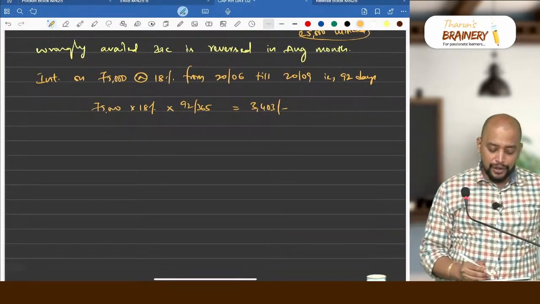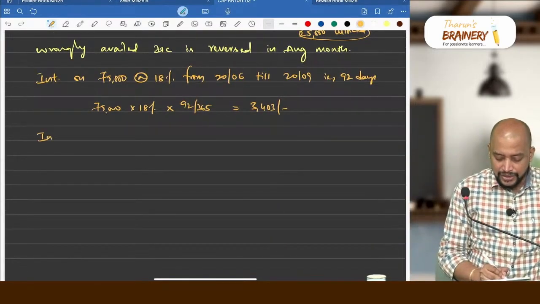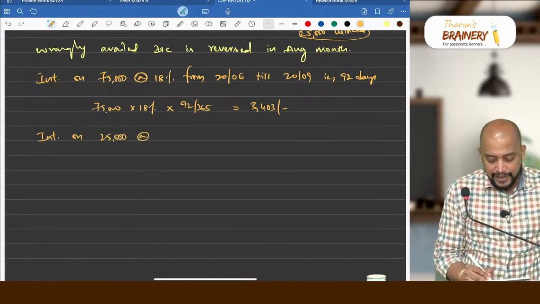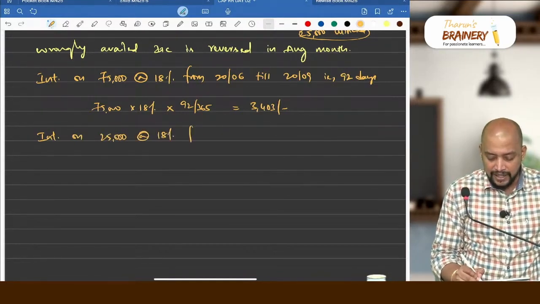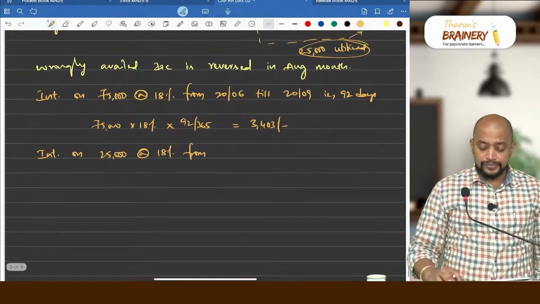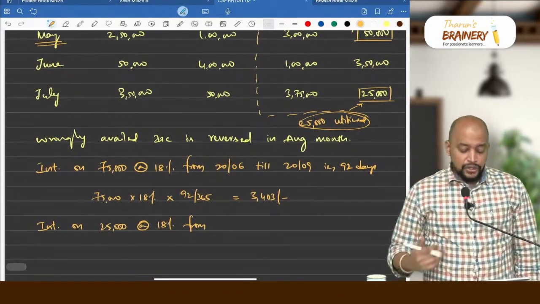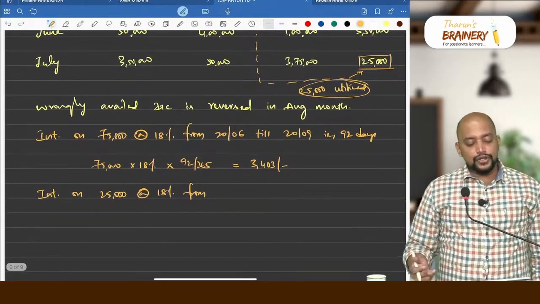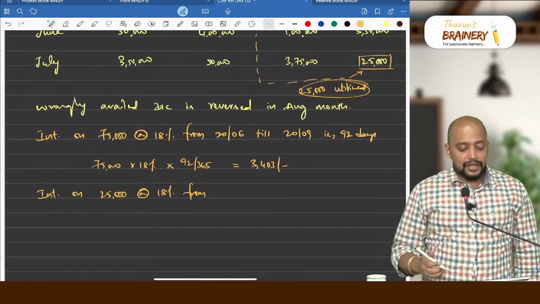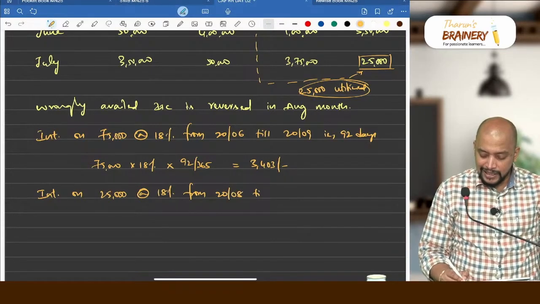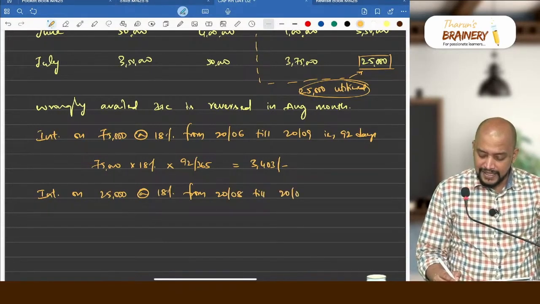So 3,403. And next, the next interest. Interest on what? Interest on 25,000. At what rate? At 18%. From which date? From utilization. When is it utilized? In July month. For July month, what is the due date? 20th of August. 20th August till 20th of September.